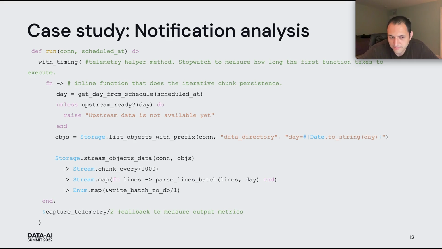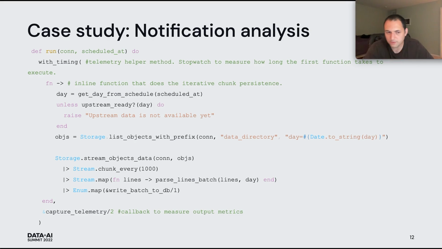Up until that final enum.map, it's actually just lazy evaluation where we're doing the chunks. But when we finally do that write batch to DB, that's where it does the recursive calls and actually builds out the chunk of the first 1,000 from the object stream.